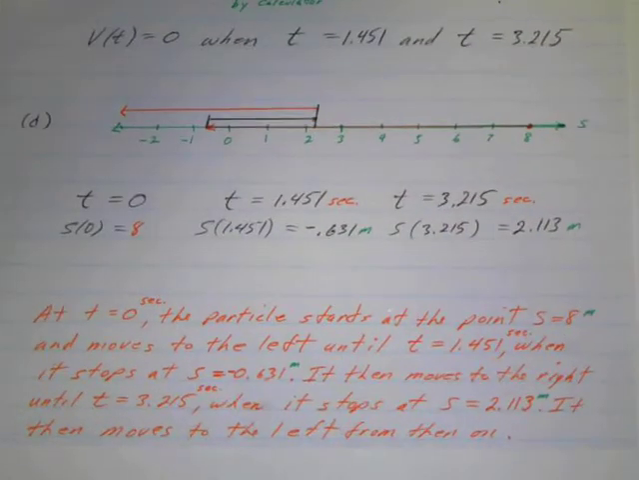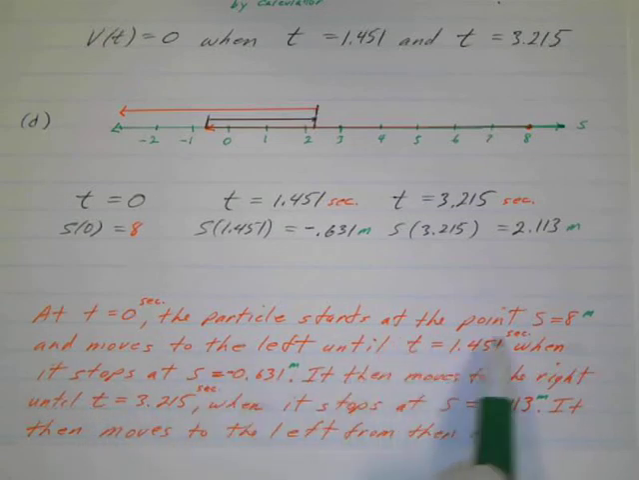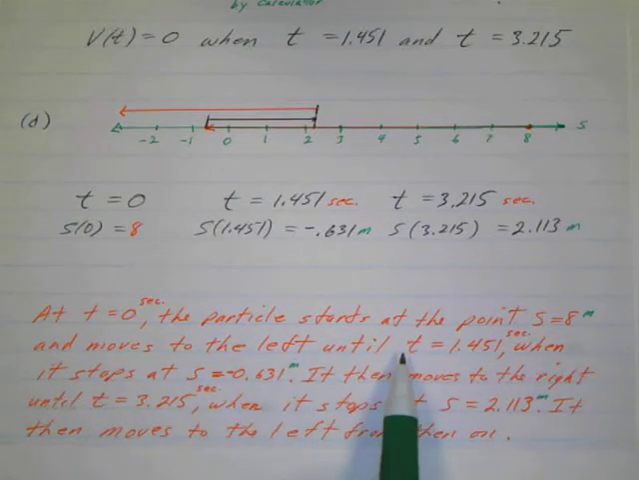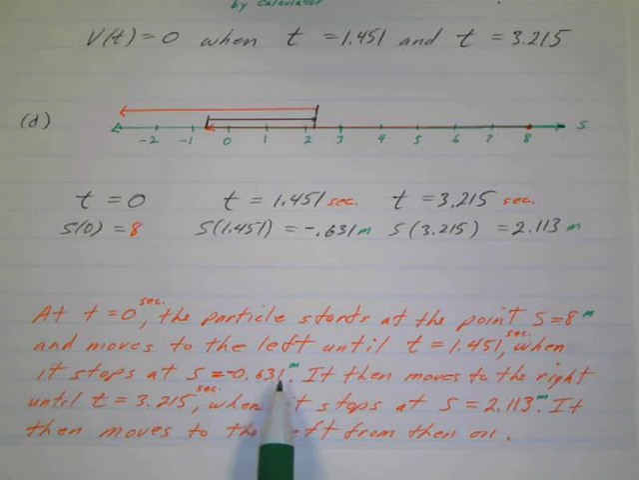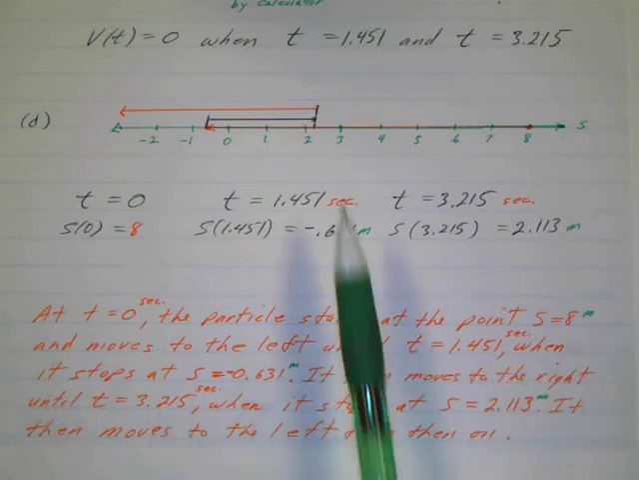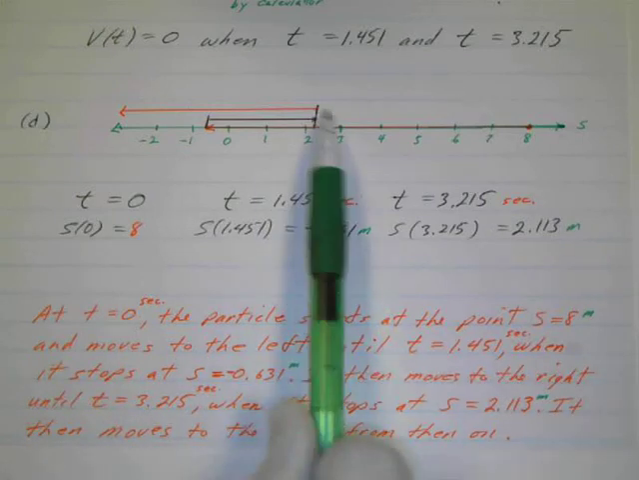Now if we describe that with all of our data, I wrote it down here at t equals 0 seconds. All right. The particle starts at the point s equals 8 meters and moves to the left until time t equals 1.451 seconds, when it stops at this position, negative 0.631 meters. It then moves to the right until 3.215 seconds total time, when it stops at position s equals 2.113 meters, it then moves to the left from then on.